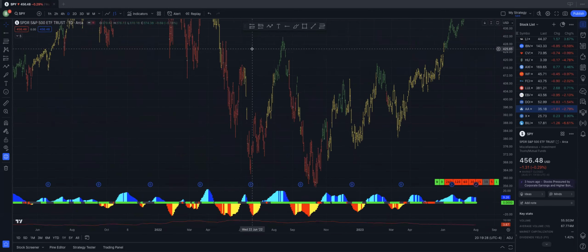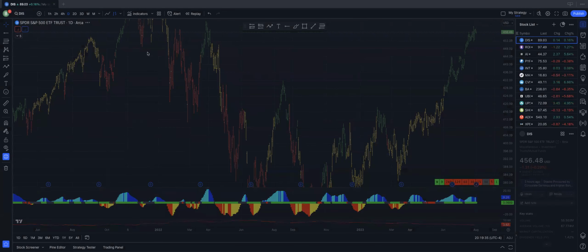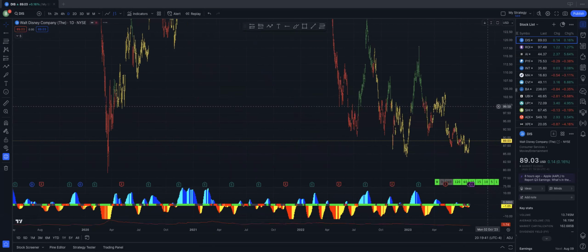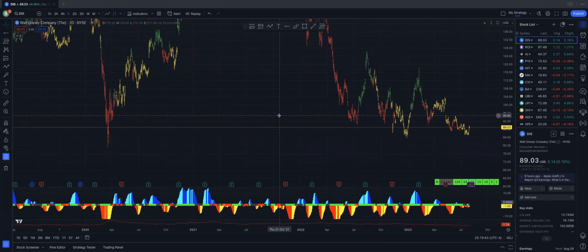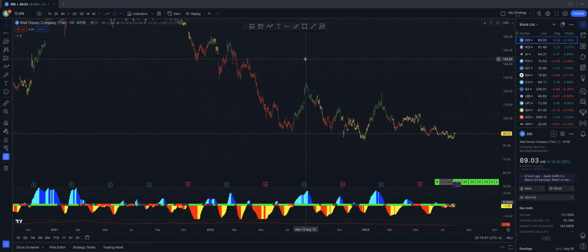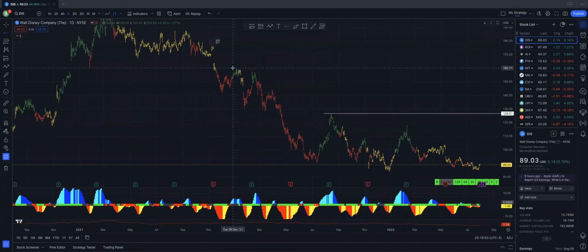So we can go to a different chart. Let's go to like Disney or something. Okay. So we can look at Disney. And I didn't pre-plan this, so even though this level hasn't been met, it's a level to pay attention to. Here's a level of strong reaction. Here.